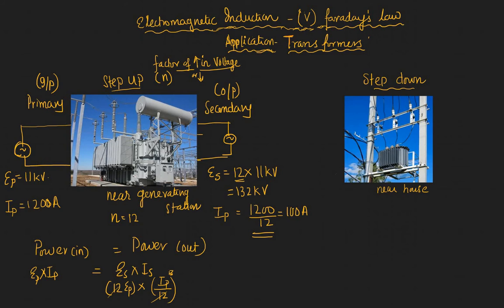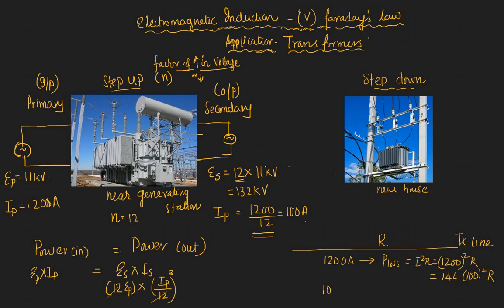Now, why do you want to increase the voltage and reduce the current? This can be understood by thinking of a transmission line. If this is your transmission line, you know that your transmission line has a resistance, right? Now let's take a case where you are transmitting a current of 1200 amperes. The loss that you have is I squared R. That is equal to 1200 squared into R, and that is equal to 144 into 100 squared into R.